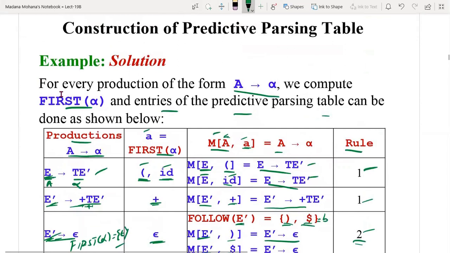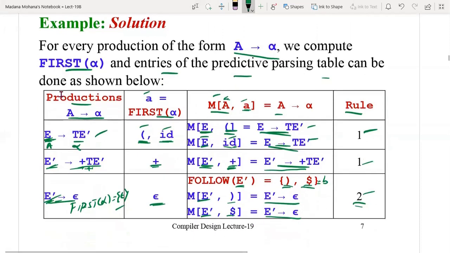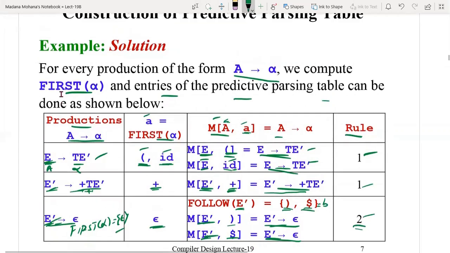So here the first one is M of E on left parenthesis, add this production. Then E on ID, add this production, E derives T dash. Then E dash on plus, add E dash derives plus T dash. Then E dash on right parenthesis, add E dash derives null. Then E dash on dollar, add E dash derives null.